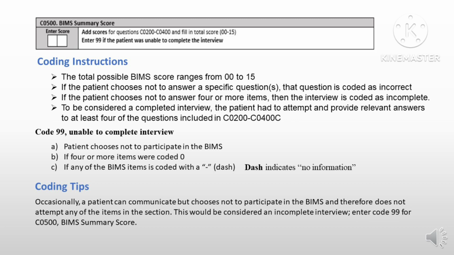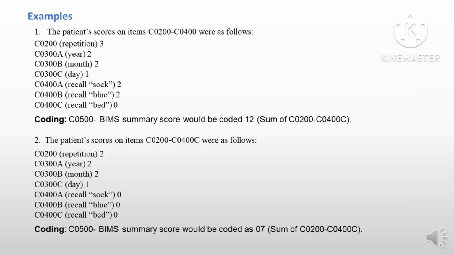Coding tips. Occasionally, a patient can communicate but chooses not to participate in the BIMS and therefore does not attempt any of the items in the section. This would be considered an incomplete interview. Enter code 99 for C0500, BIMS summary score.